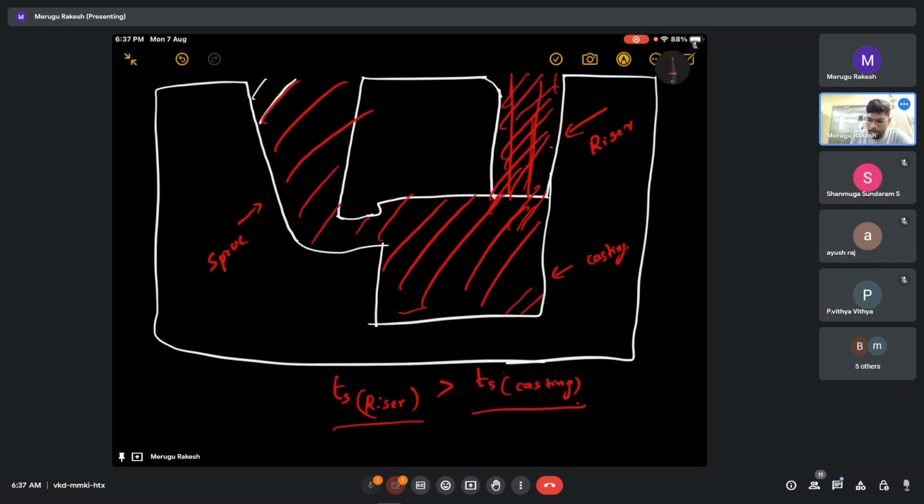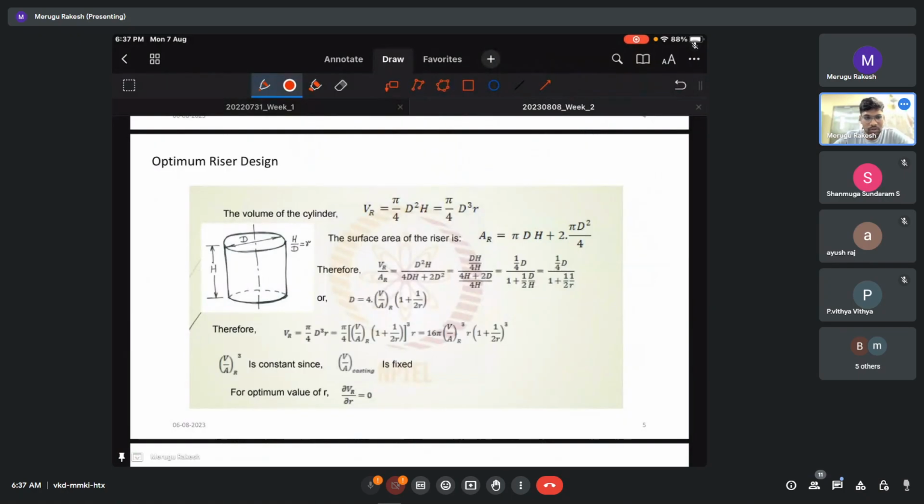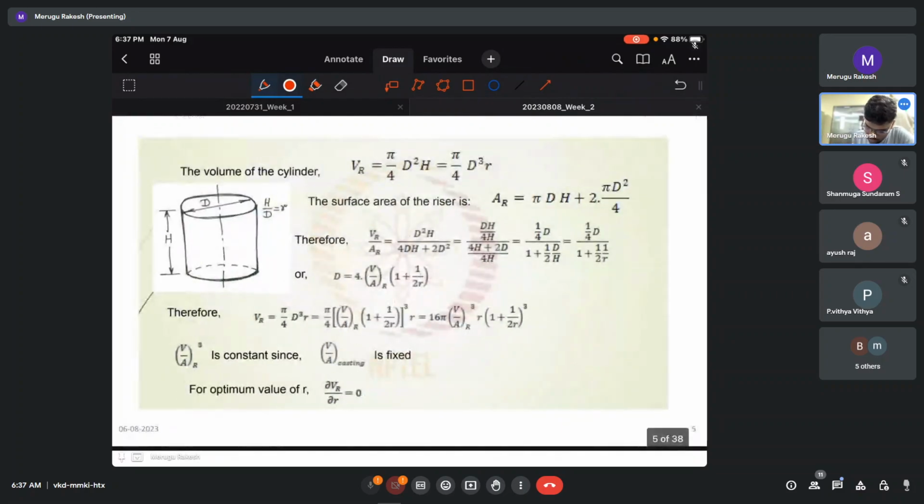Okay, so let us try to do that. What is the optimum riser design? How will you optimize? Let me concentrate on this. Here h by d is the r value. If you differentiate the r value with respect to VR, the volume of the riser, that is going to give you the optimum value for the riser design. So this r is nothing but the h by d ratio.